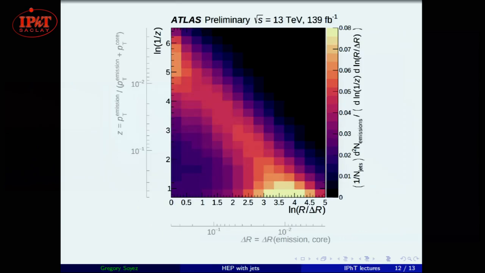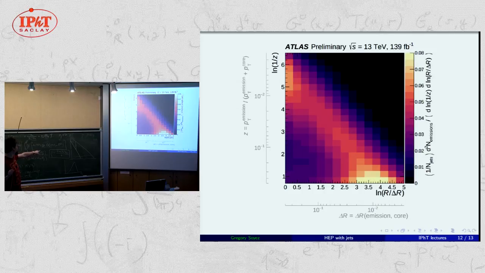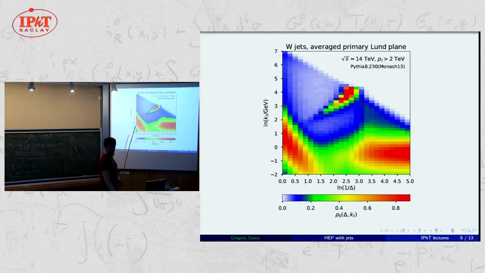This is actually last year's highlight for me, at least. That was a measurement done by ATLAS. So ATLAS started to measure this. Just bear in mind they use the angle, so log 1 over the angle on the horizontal axis, but they use log 1 over z instead of log 1 over kT. But that's the same. This is essentially a measurement of this.